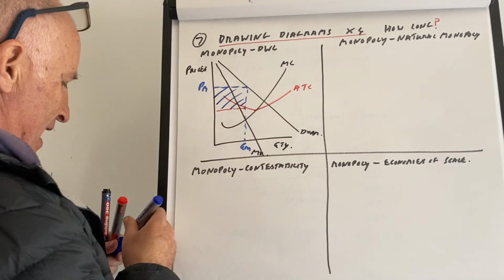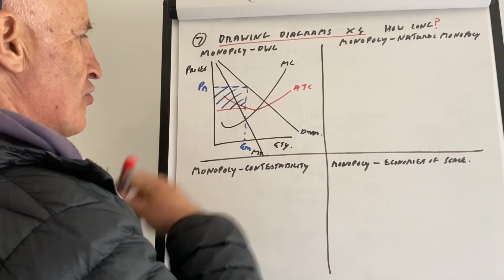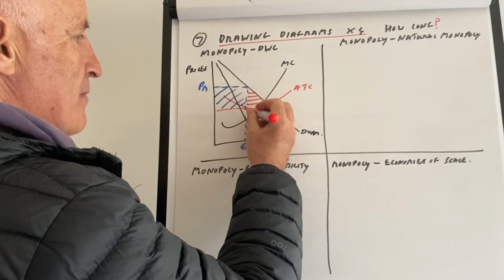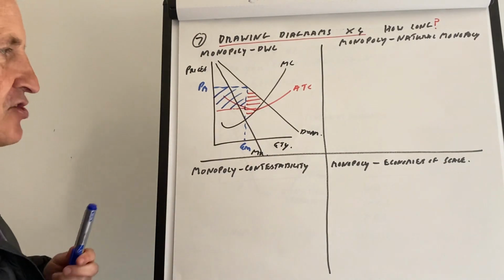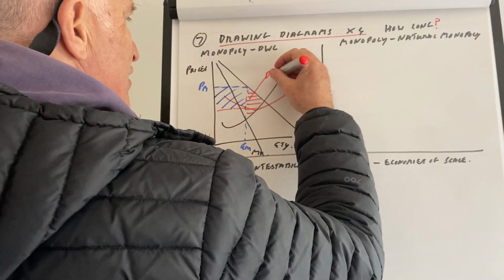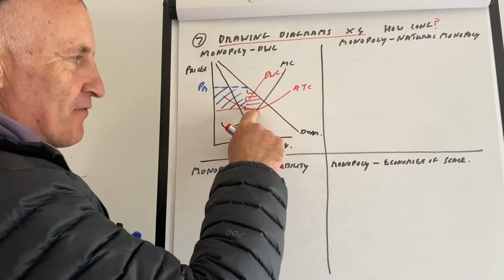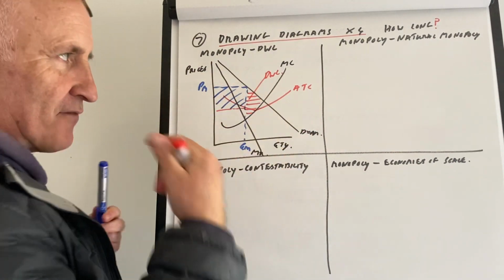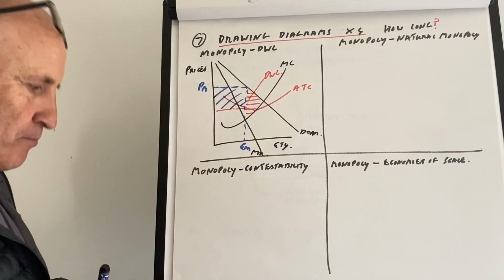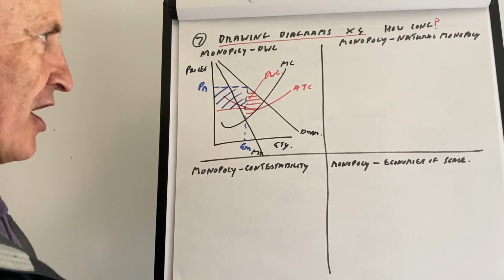However, there is a welfare loss, which is all of this area here, which is made up of producer surplus and consumer surplus. So this is the reason why we might not like a monopoly. And also it is productively inefficient and it's also allocatively inefficient, which is why we might prefer a more competitive market. Okay, one diagram done.